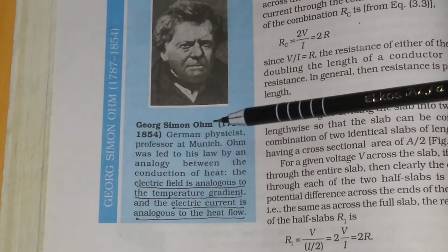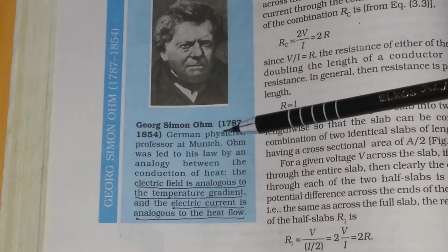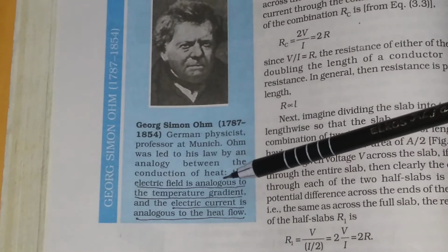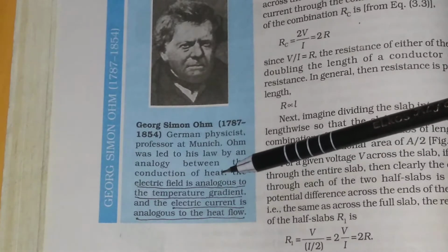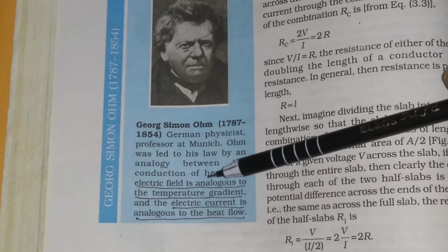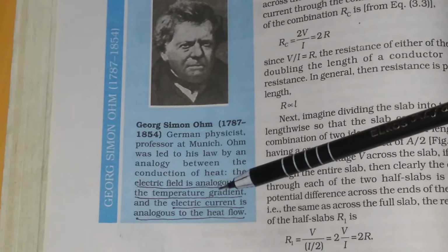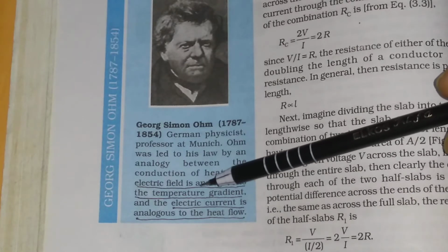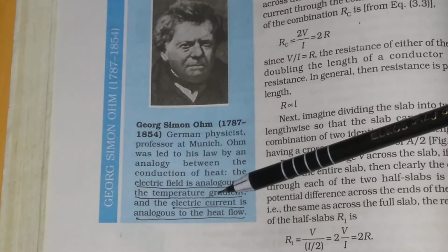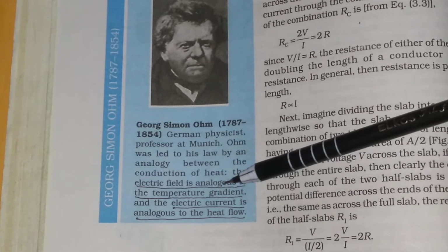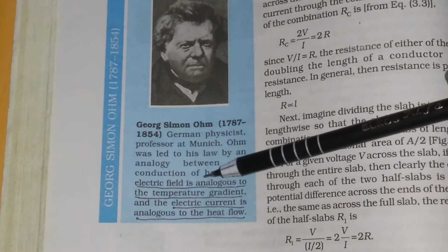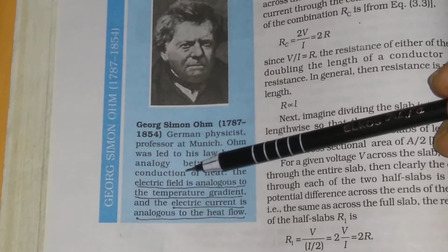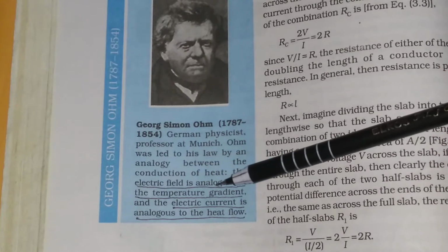According to George Simon Ohm, there is an analogy between electric current and heat flow. In heat flow, there is a temperature gradient. Heat flows due to the temperature gradient. In analogy to temperature gradient, the current flows due to the electric field. So electric field is analogous to temperature gradient.